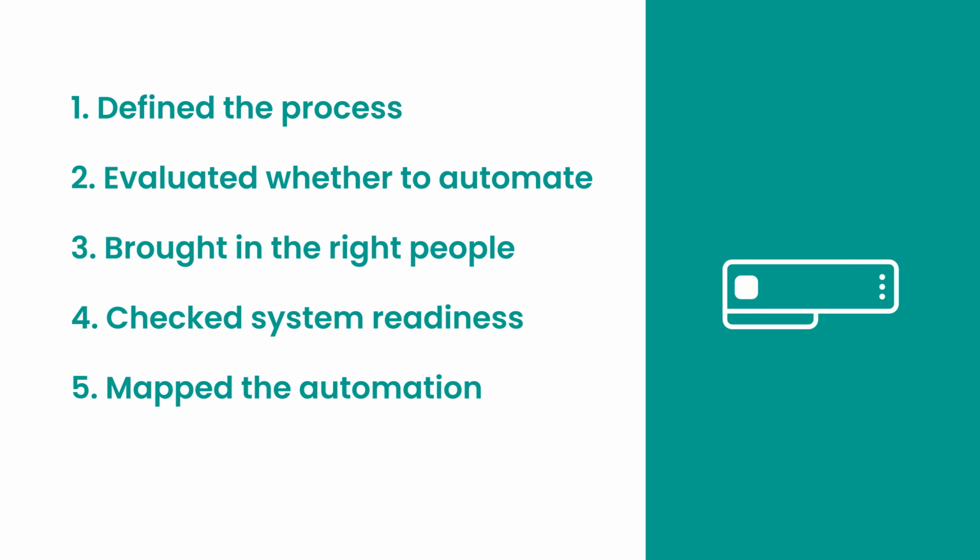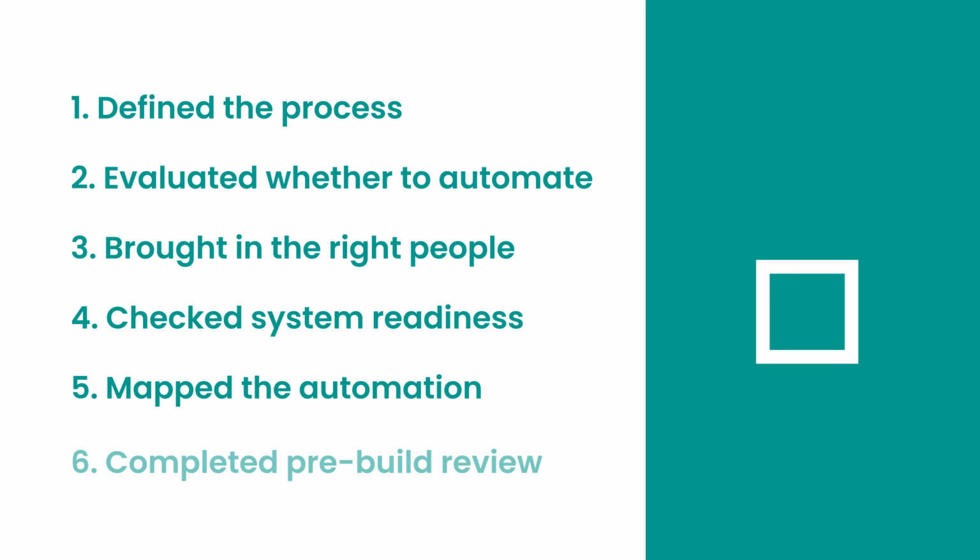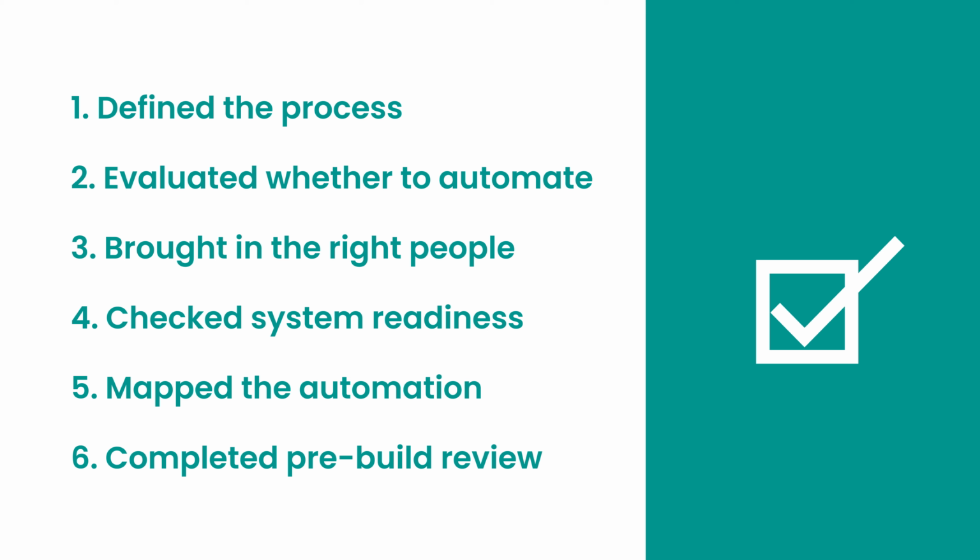Then you mapped the automation in Roost. You used no-op steps to create a clear, logical outline of the automation flow before committing to a build. Finally, you completed a pre-build review. You confirmed alignment, validated handoffs, and made sure everyone was ready for what comes next. Each of these steps builds towards automation that's scalable, sustainable, and actually solves a real business problem.